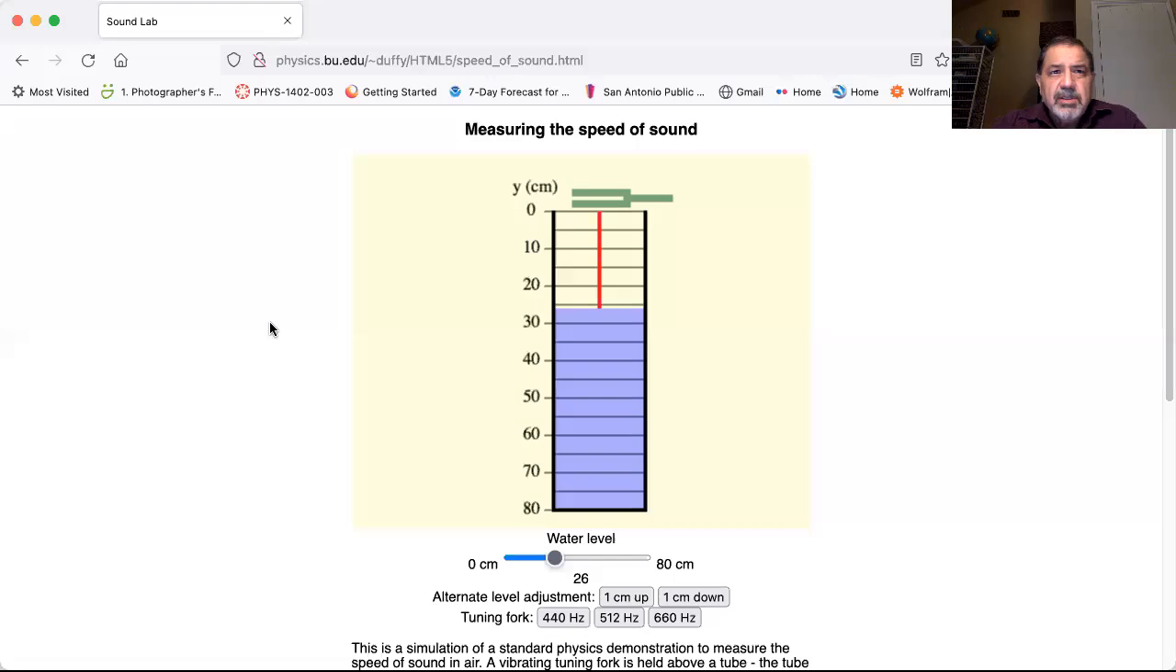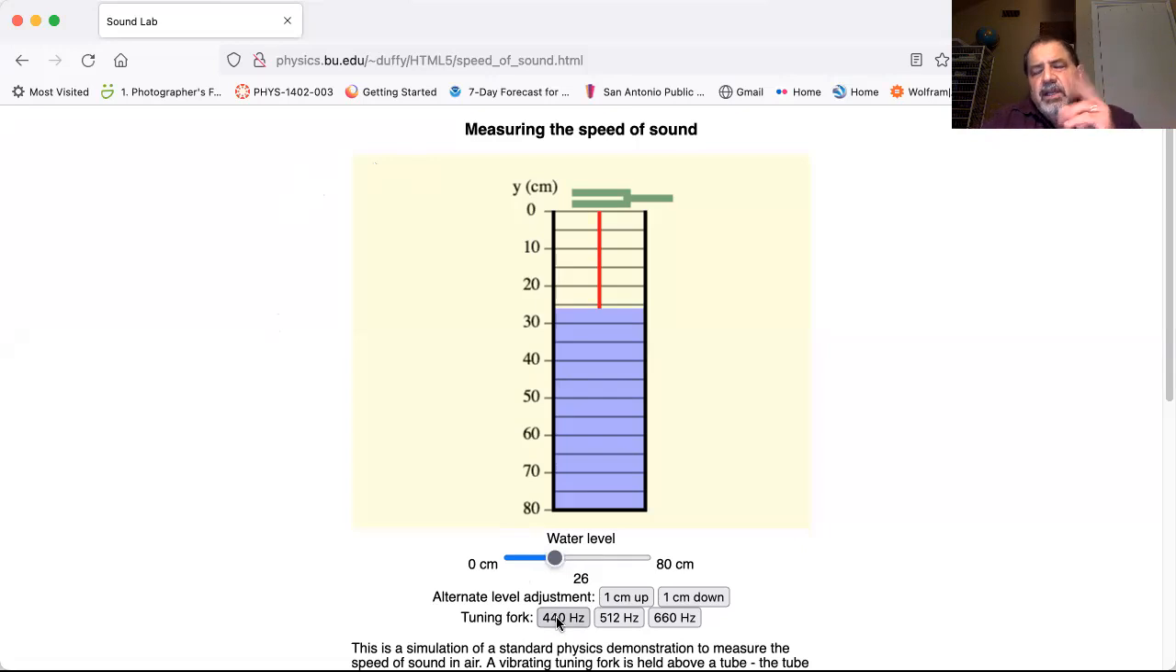Okay, I'm going to go through a little demonstration of how to fill out your data table. So let me share the screen. This is physics.bu.edu, the tilde Duffy HTML5 speed of sound.html. I don't know this person, but it's a nice demonstration, and so we're going to use it.